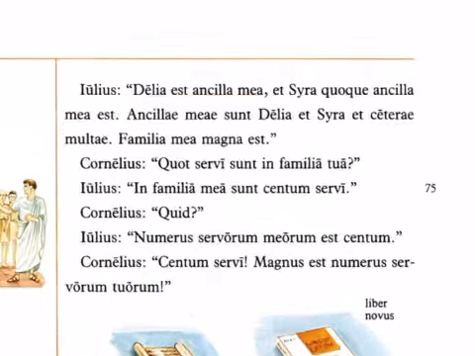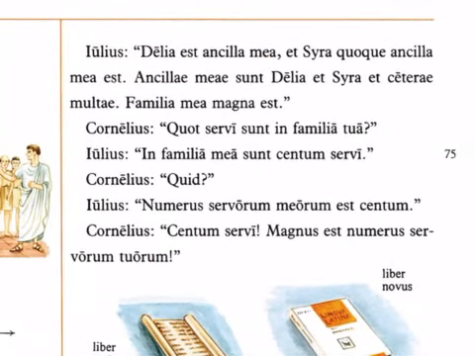Let's go into the next page. Julius replies, Delia est ancilla mea, et Sura quoque ancilla mea est. Delia is my maidservant, and Sura also is my maidservant. Ancillae meae sunt Delia et Sura et ceterae multae. My maidservants, my slave women, are Delia and Sura and many others, right? Et ceterae is now the feminine form of etc., so to speak.